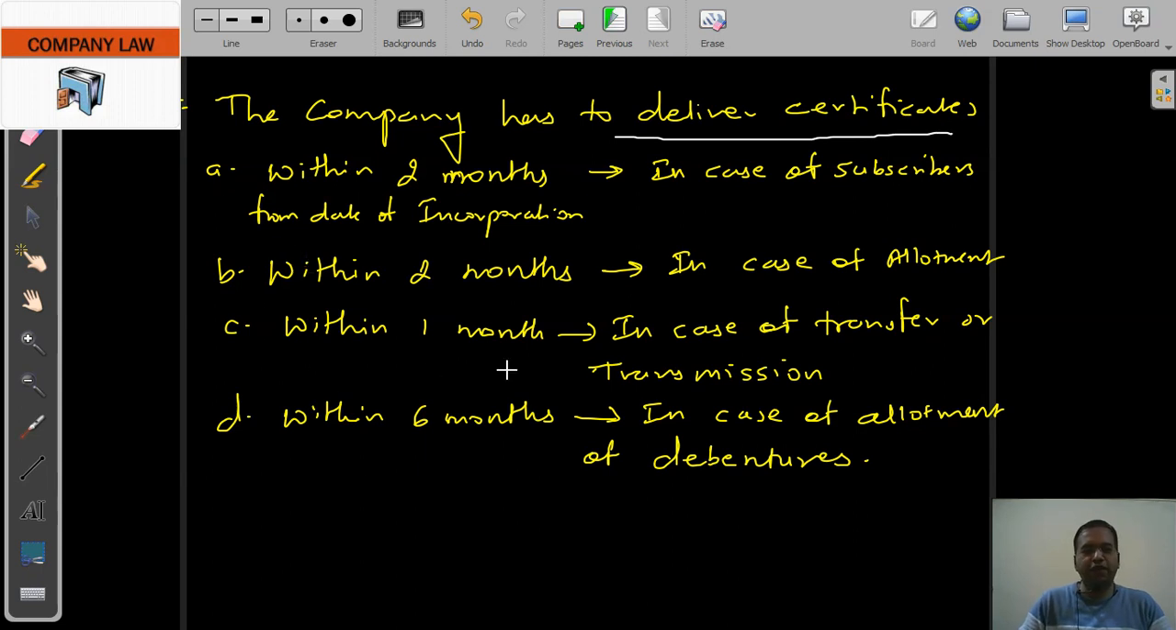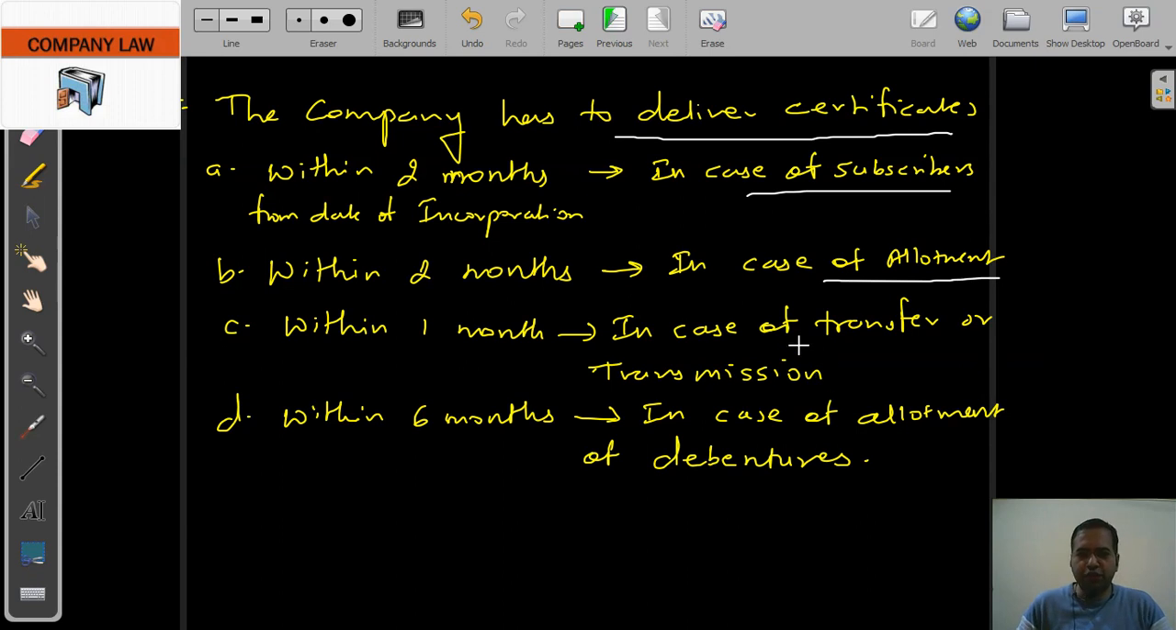So there are 4 different cases. Within 2 months from the date of incorporation in case of the subscriber. So if it is a newly incorporated company and the subscribers are there, then within 2 months the share certificates should be delivered. Within 2 months in case of allotment. Okay, if it is a new allotment, if there is an issue of shares, then the new allotment will be made, then 2 months.